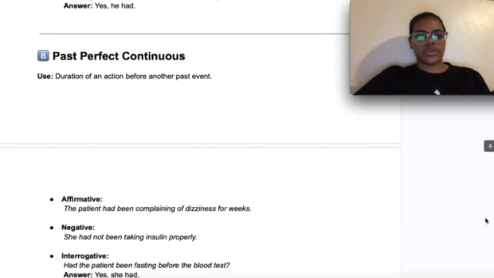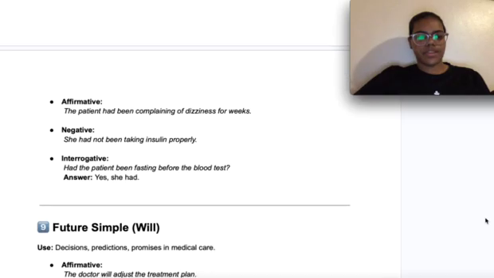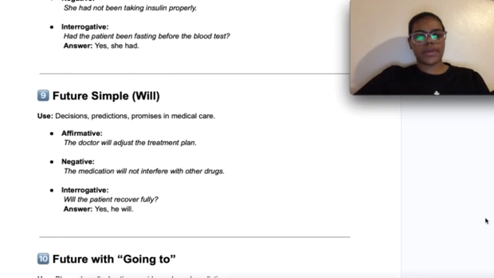Past perfect continuous. Use: duration of an action before another past event. Affirmative: The patient had been complaining of dizziness for a week. Negative: She had not been taking insulin properly. Interrogative: Had the patient been fasting before the blood test? Answer: yes, she had.